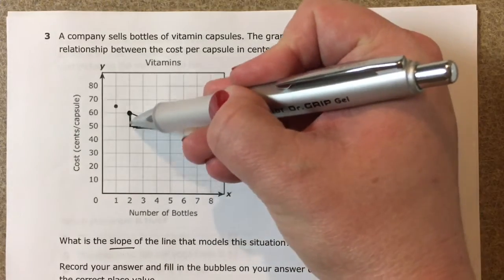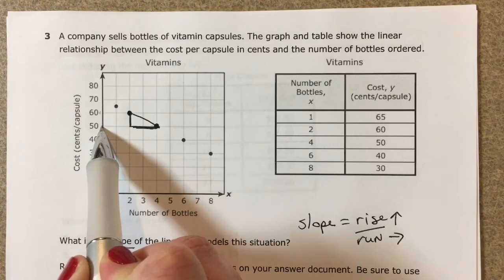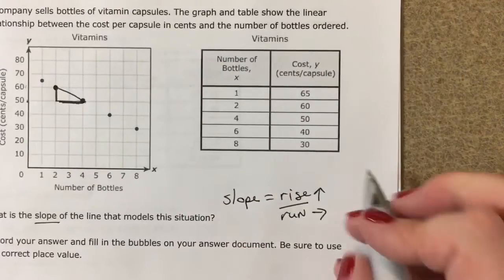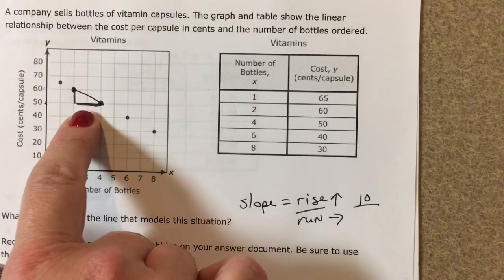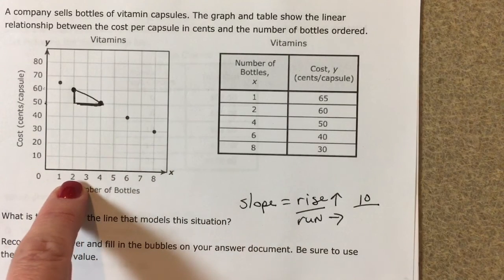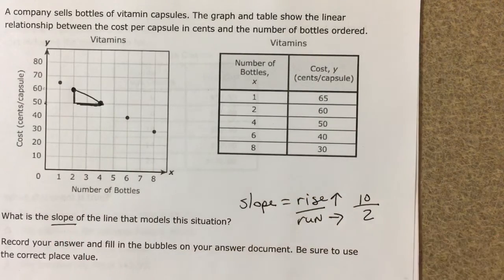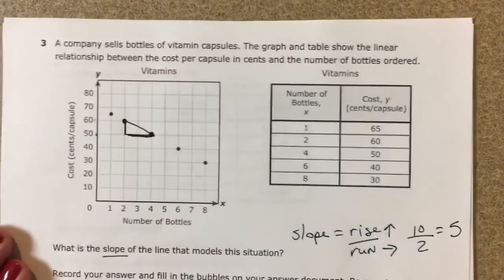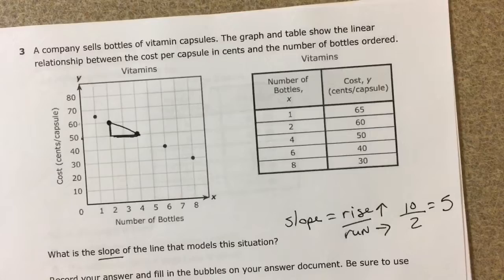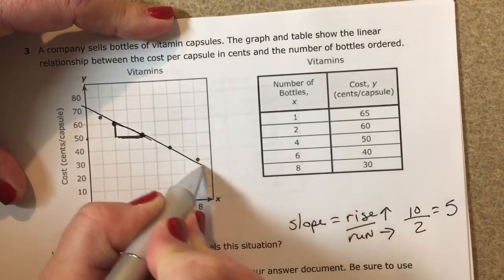So I'm going up 1, but I'm really going up 10 because between 50 and 60 is 10. And I'm running over 2, but I'm really going from 2 to 4, so that is in fact 2. Okay, and 10 divided by 2, that's just 5. All right, no big deal. But this is a line. This is our slope of a line.